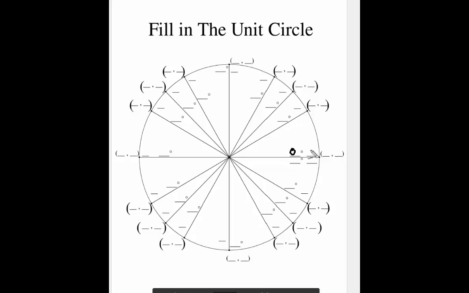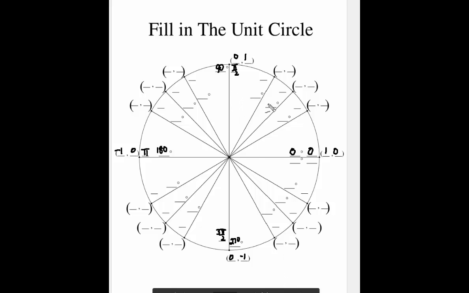So we're going to say 0 degrees and 0 radians, and the point would be (1, 0). Up top here, 90 degrees, pi over 2 radians, (0, 1). Over here we've got 180 degrees, pi, (-1, 0). And on the bottom here, 270, 3 pi over 2, and that will be (0, -1).